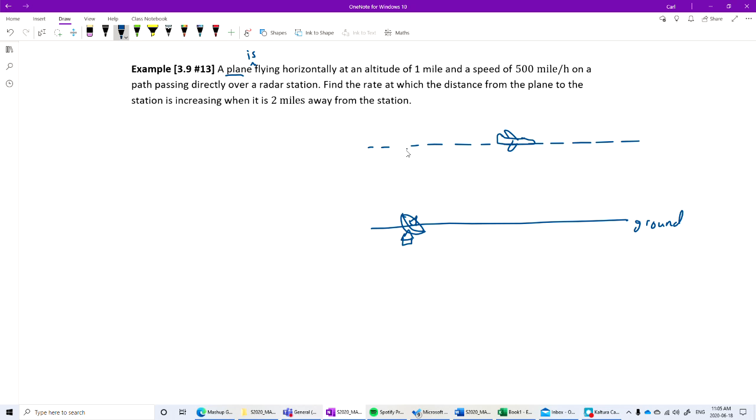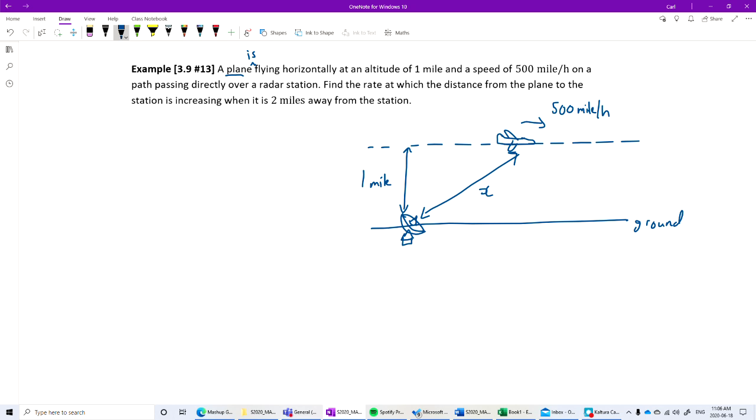So this altitude is 1 mile. And it's flying along at 500 miles per hour, directly over the radar. So at this moment, it's past the radar tower, but it's on a path that goes over it. Find the rate at which the distance from the plane to the station, let's call that x. That's the distance from the plane to the station. Find the rate at which the distance to the station is increasing when it is 2 miles away from the station.